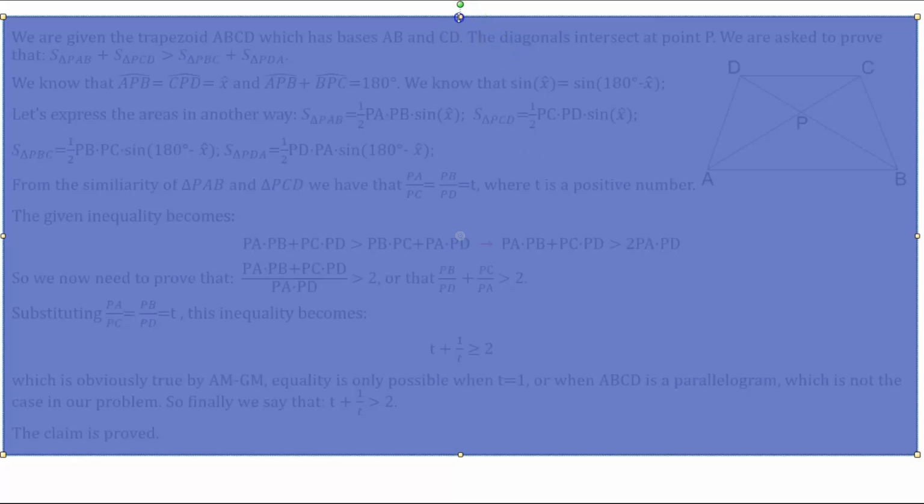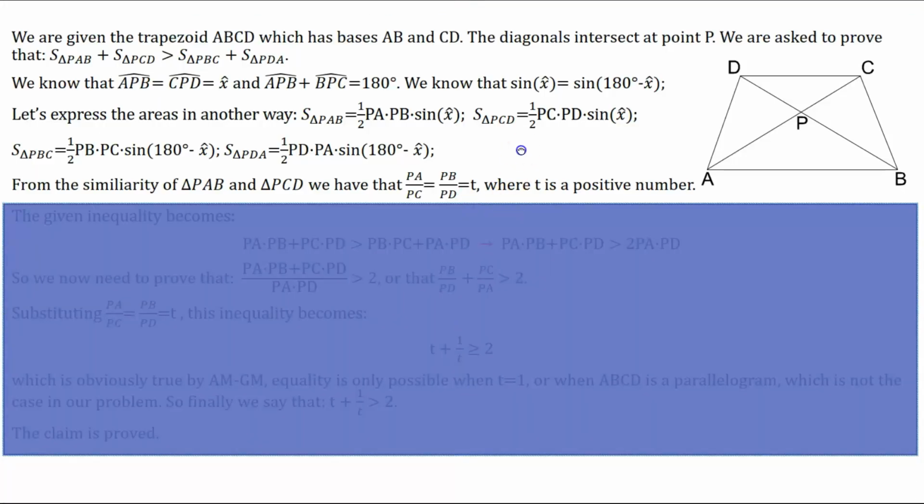If not, let's go through a solution together. So we have covered the solution in order to go step by step through it together. First of all, we rewrite the request of the problem. So we have the trapezoid ABCD with bases AB and CD, the diagonals intersect in point P, and we are asked to prove that the area of this triangle plus this triangle is greater than the sum of areas of this triangle and this triangle.